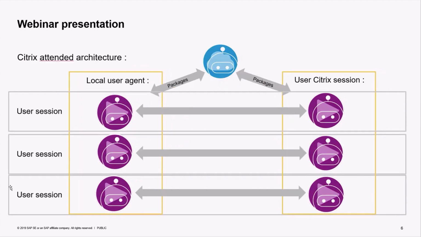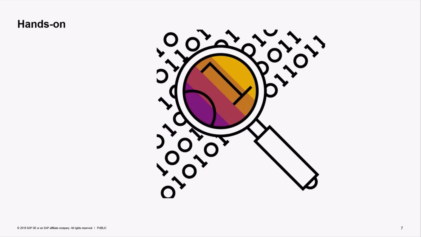So the good architecture to pilot Citrix is to build some bridge between the local user agent and the user Citrix session. The factory will only distribute packages and will not use the jobs. So today we will see how to create this bridge and how to use it. So I think we can start.